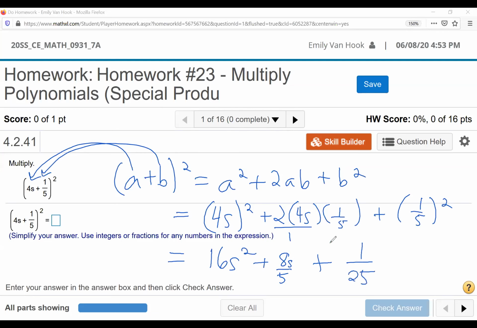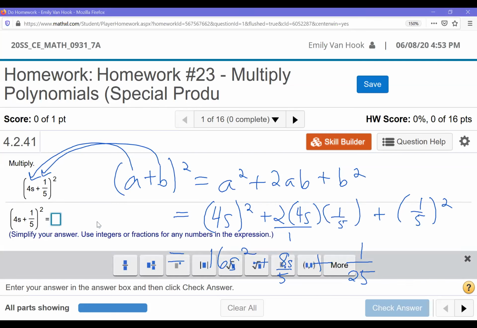So you get the same answer either way, obviously. All right, but yeah, that's not really a number 1 level question there. Kind of gives you a hard one right away. So like I said, you could write 8s over 5, or you can write 8/5 s. Just make sure the s is not in the denominator, and then plus 1 over 25.